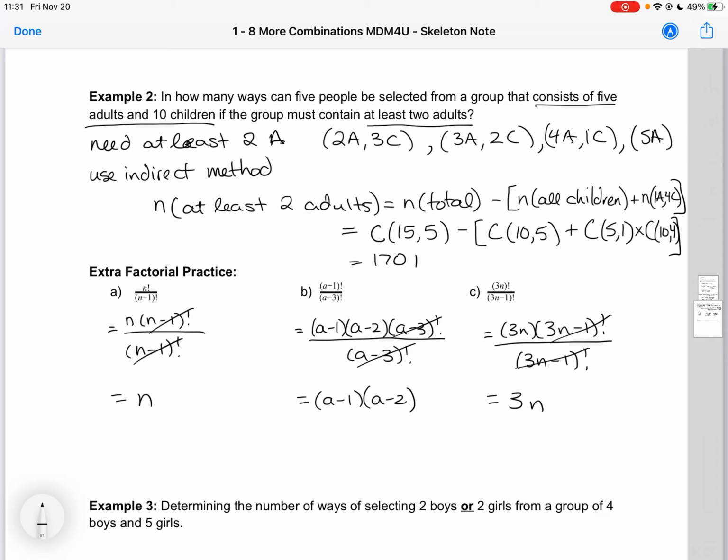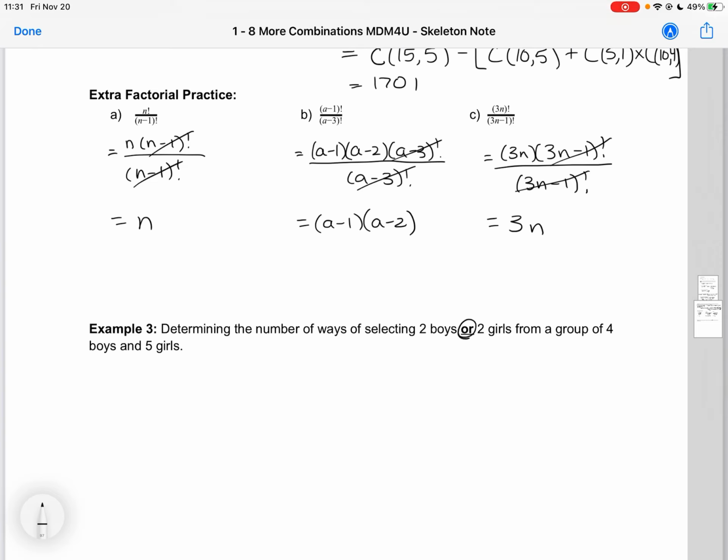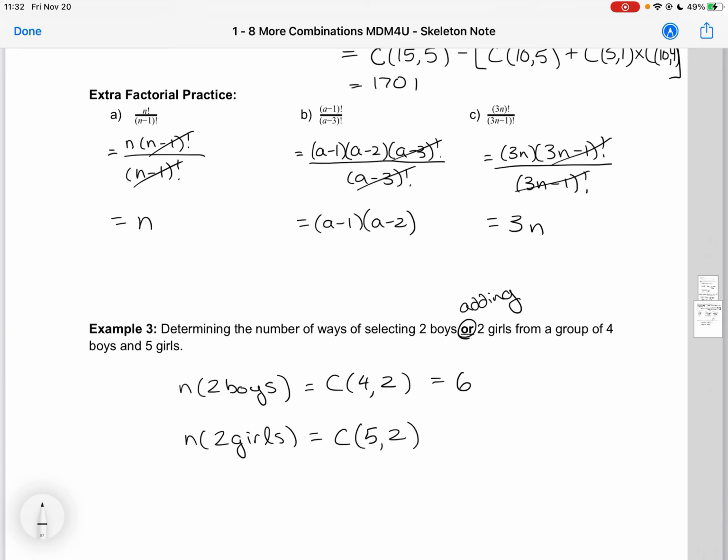Okay. Last one we're going to do is to determine the number of ways of selecting 2 boys or 2 girls from a group of 4 boys and 5 girls. So anytime you see or, you want to think about adding. And so what we want is the number of ways that we can choose 2 boys. So we've got 4 boys and we want to choose 2 of them, which is 6 ways. And we also want to know the number of ways that we can choose 2 girls. So we've got 5 girls and we're choosing 2. So 10 possibilities there.